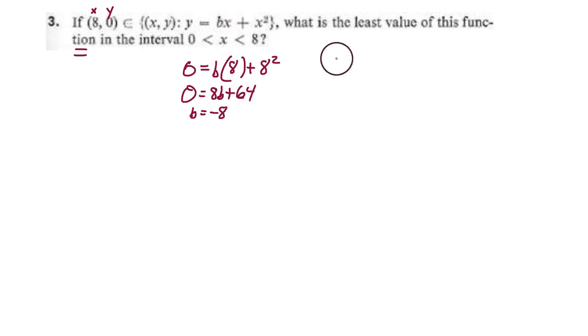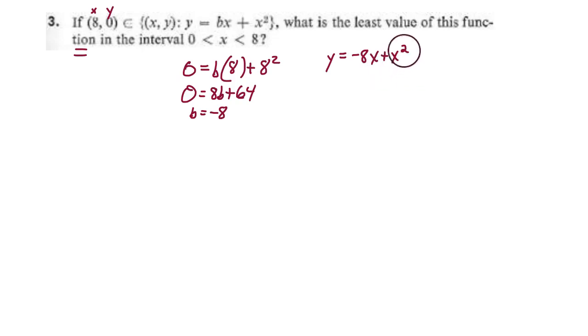Now that we know the answer for b, let's rewrite our original equation. It's y equals negative 8x plus x squared. We want to know what is the least value, meaning what is the smallest answer we ever get for y using all numbers between 0 and 8 for x. One way to figure that out is to graph this function and then look to see where is the minimum value.